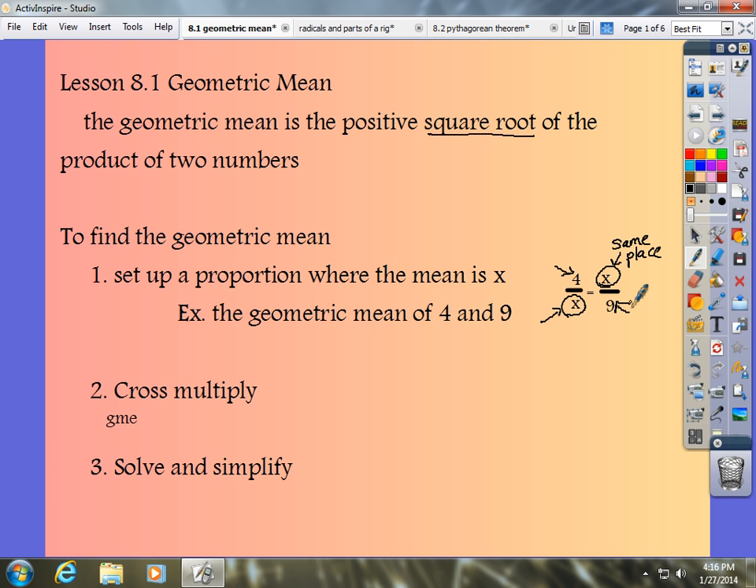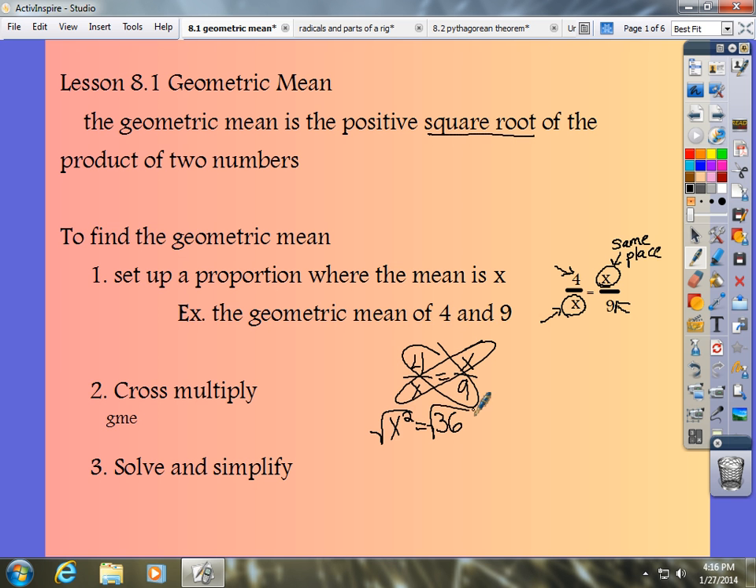Okay, and then we're going to cross multiply. So I have 4 over x equals x over 9. I'm going to cross multiply. This x times x is x squared. Okay, and 4 times 9 is 36. Then I'm going to simplify. Okay, I'm going to square root both sides.